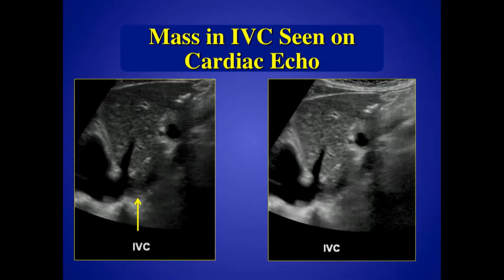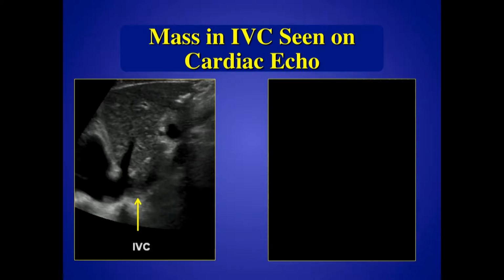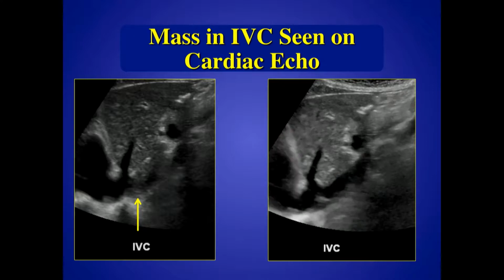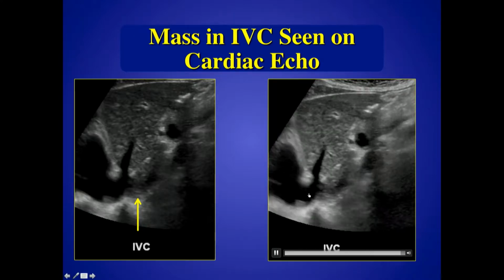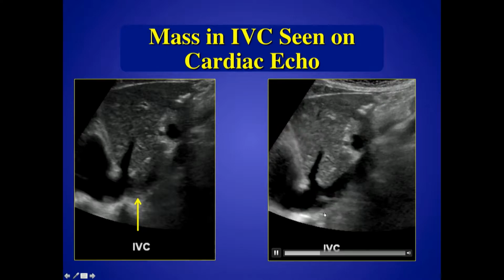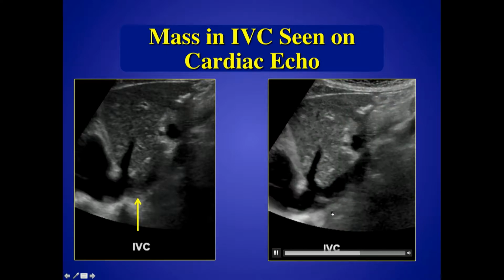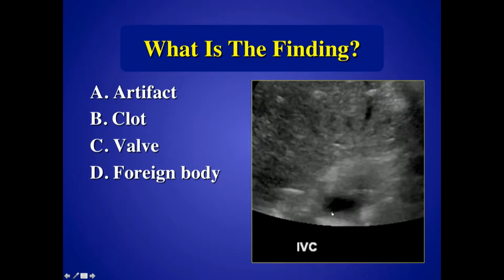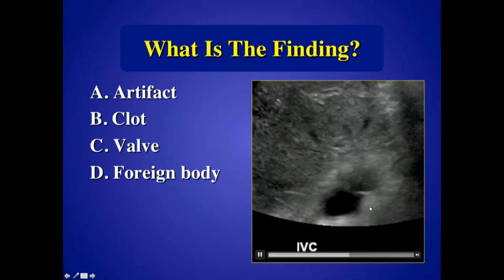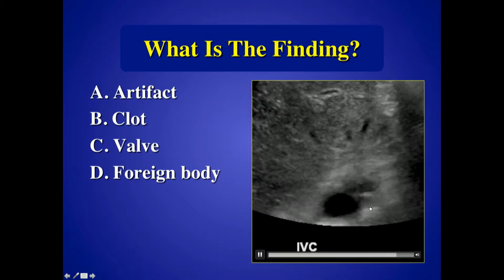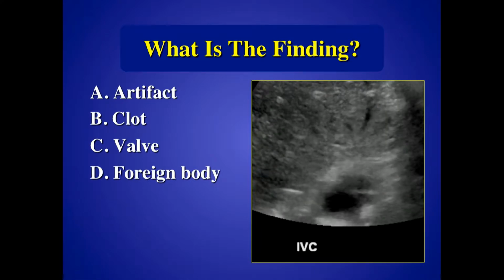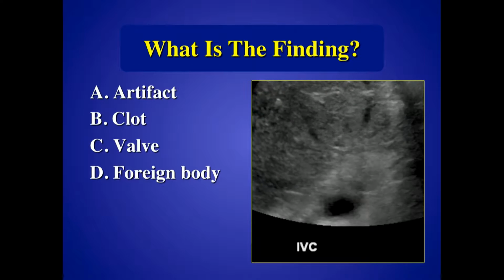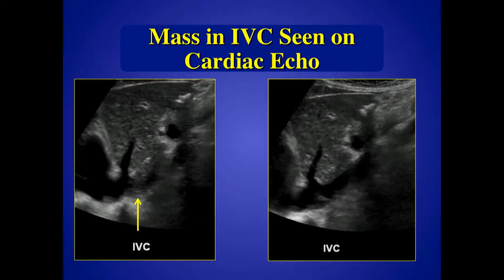So I'm pointing to the lesion on the left-hand side. And if you look at the video on the right, you can see there's something right over here. So what do you think the finding is? And again, it's pretty well seen here on the transverse view. Notice its location. It's probably easier to see on the longitudinal view. It's right at the top of the liver, right at the level of the diaphragm, where the IVC is entering into the right atrium, which is why they picked it up on the echo.